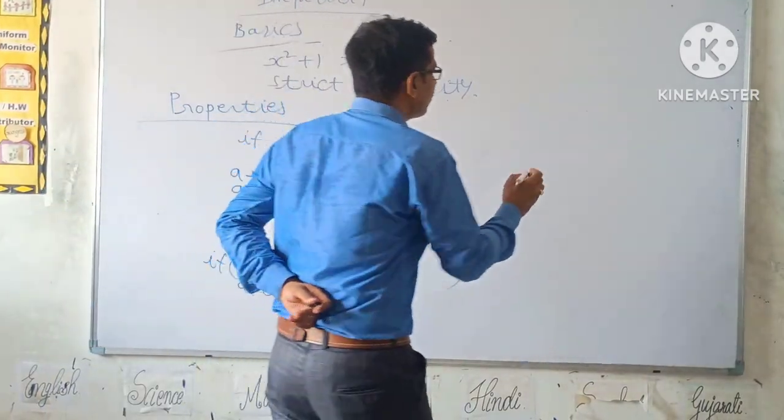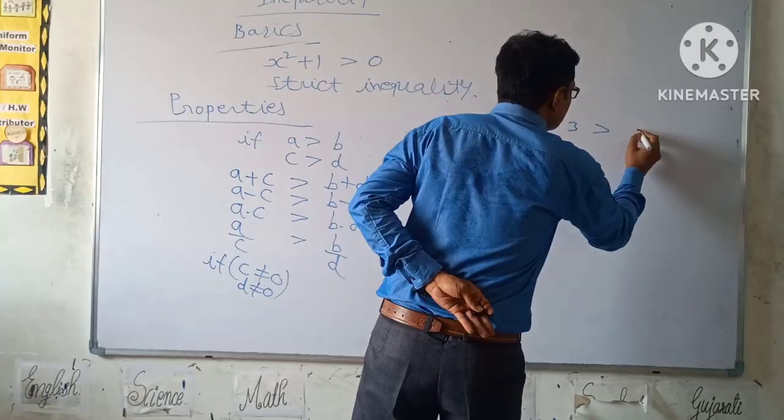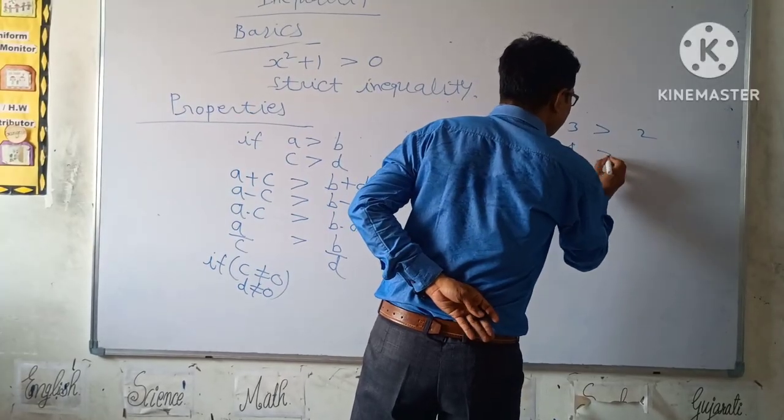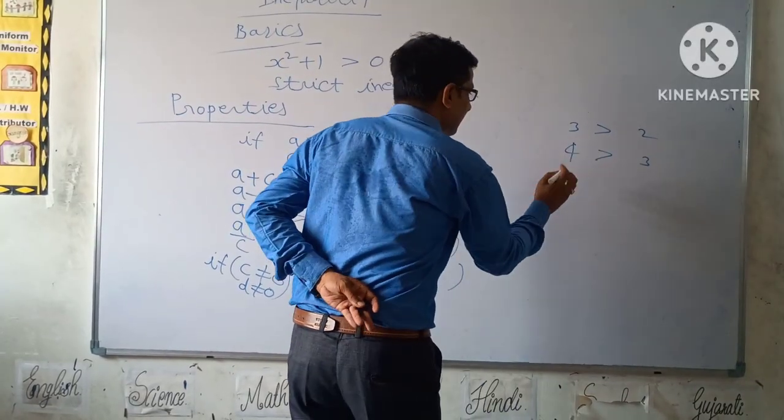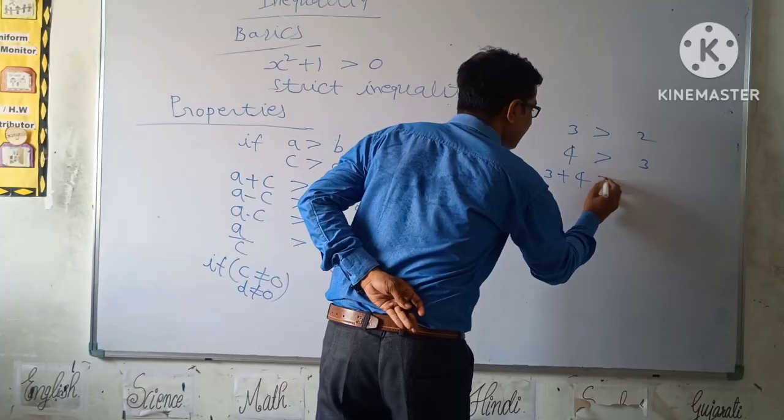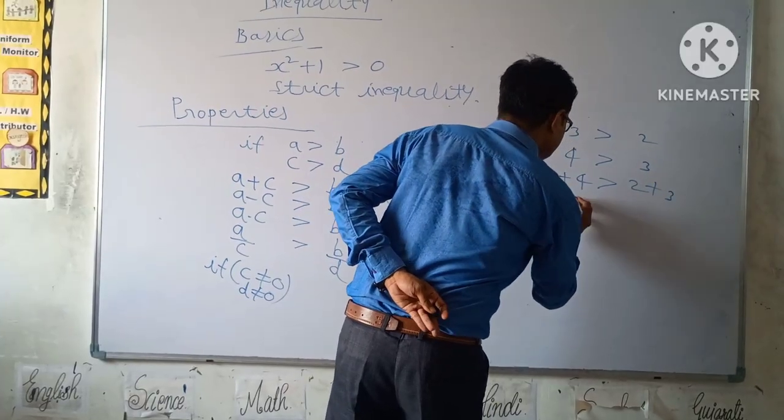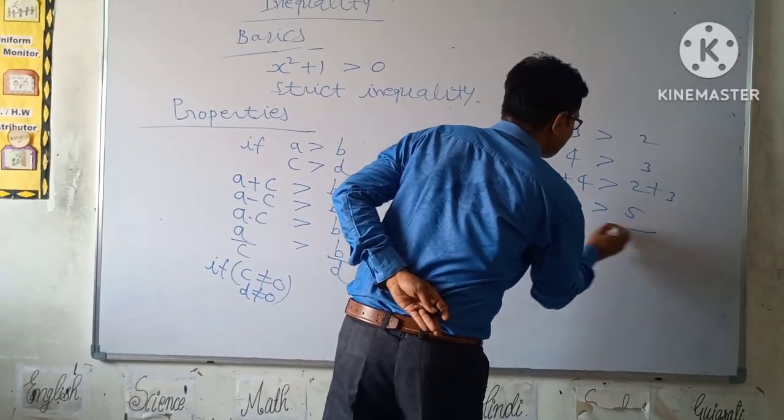For example, 3 is greater than 2 and 4 is greater than 3, so we can add both of them. 3 plus 4 will be greater than 2 plus 3, meaning 7 is greater than 5. Yes.